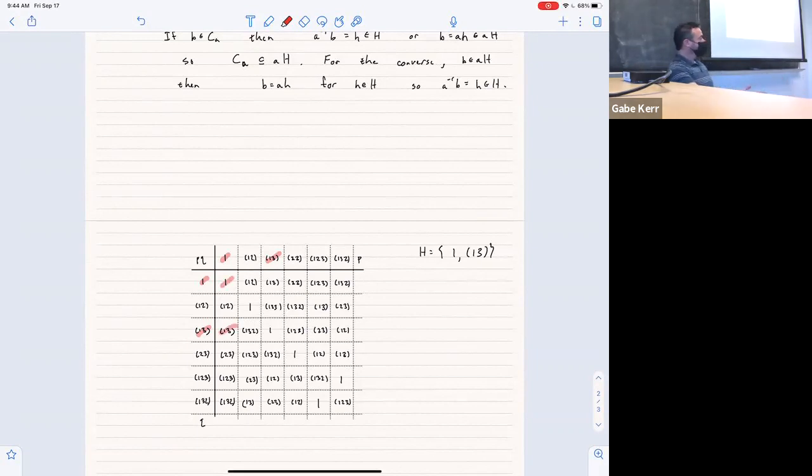But it's funny, there's another coset that is also H. It's also the subgroup in this case. What is it? What other way can I write a left coset that also gives me H?